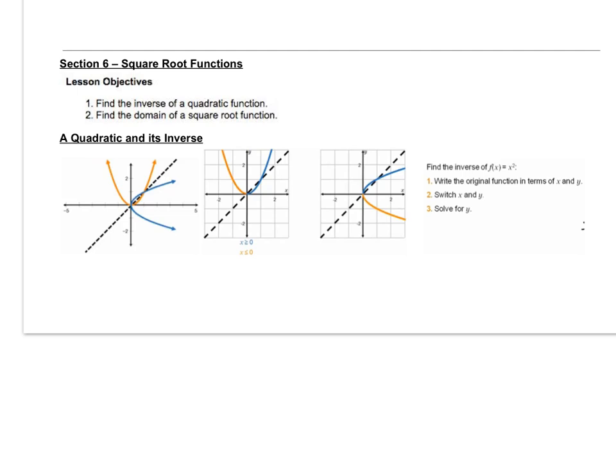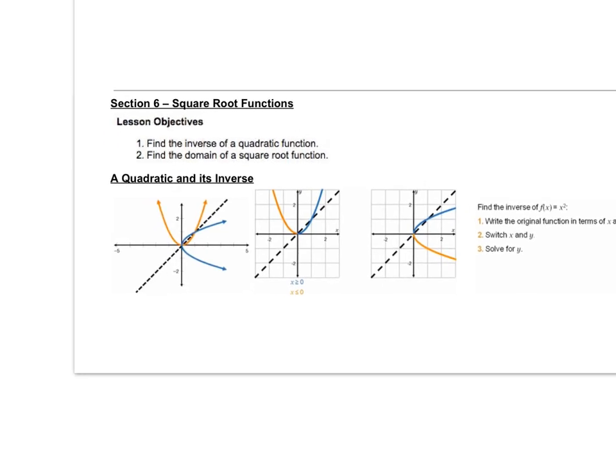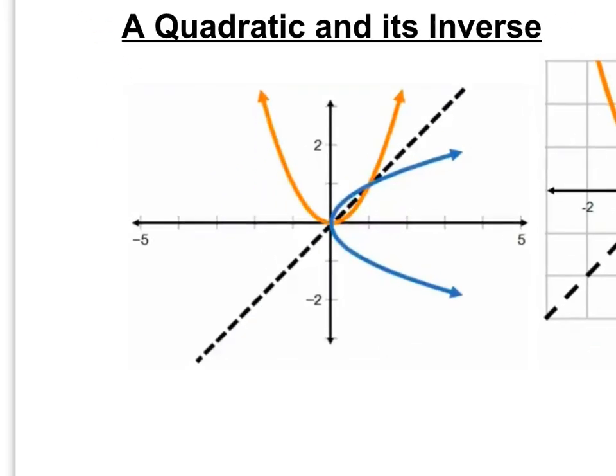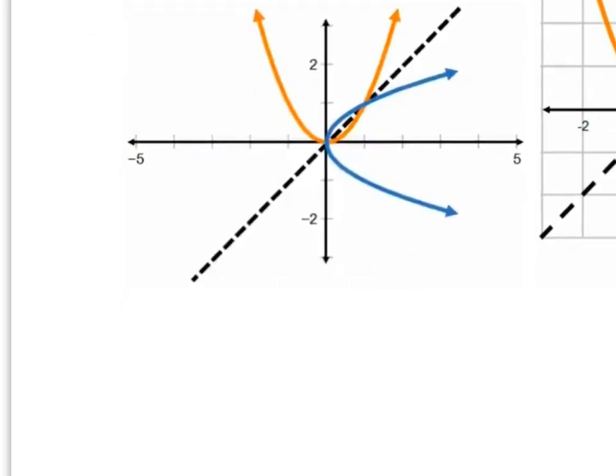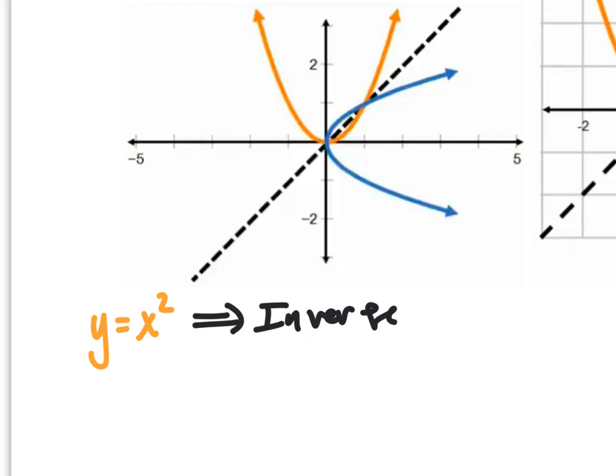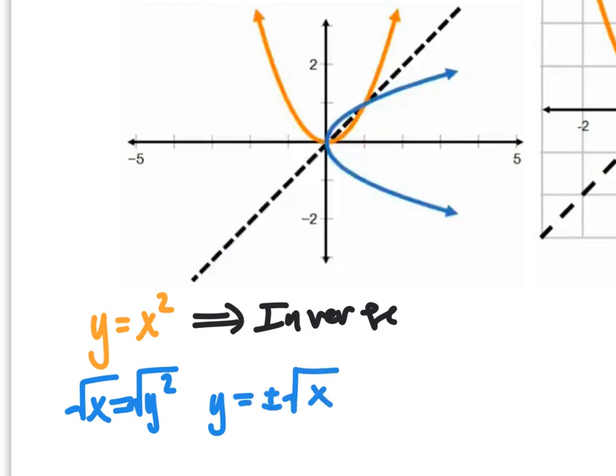Let's look at a quadratic. The quadratic that we see here in orange is y equals x squared. If we wanted to find its inverse, we would replace x and y. So I'd get x is equal to y squared, and I would take the square root of both sides. That gets me y is equal to plus or minus the square root of x.